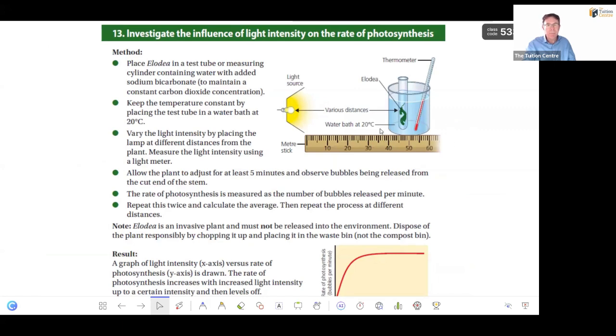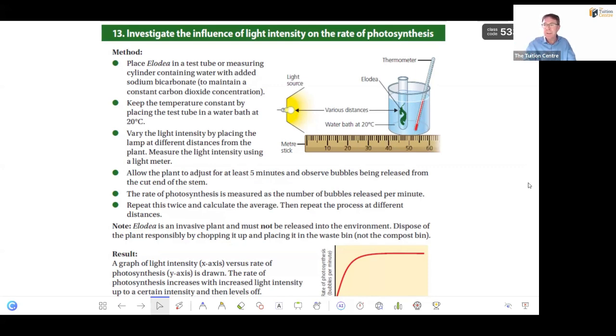Effective light. Here's the ruler thing, right? The ruler, watch out, the ruler is a bit of a red herring. The only reason you might use a ruler is because then you can figure out what the light intensity is. You can write it down for 10 centimeters, 20 centimeters, 30 centimeters, 40 centimeters, and then you can just move your beaker back and forth to those distances, right? But you don't record the distance for your results.